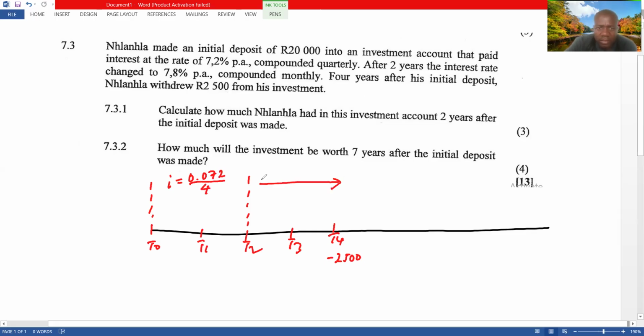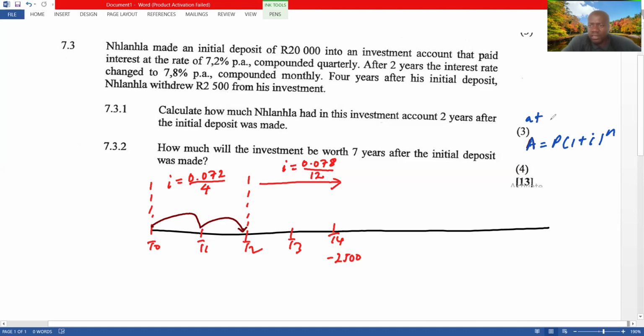After 2 years onwards, he was using an interest of 0.078 compounded monthly, which means we divide by 12. So now the question wants us to calculate the amount that Nhlanhla will have at the end of 2 years. Because this is compound interest and an investment, we're going to use the formula A equals P into 1 plus i to the power of n.